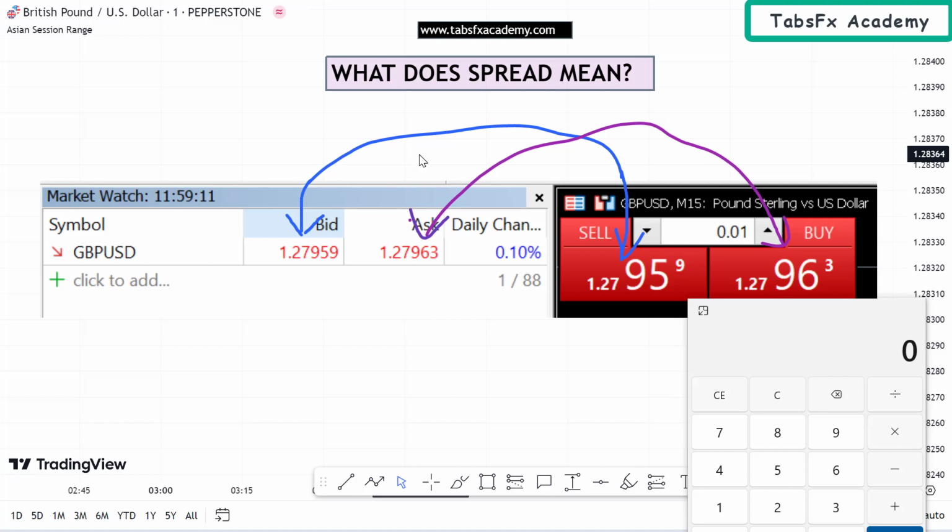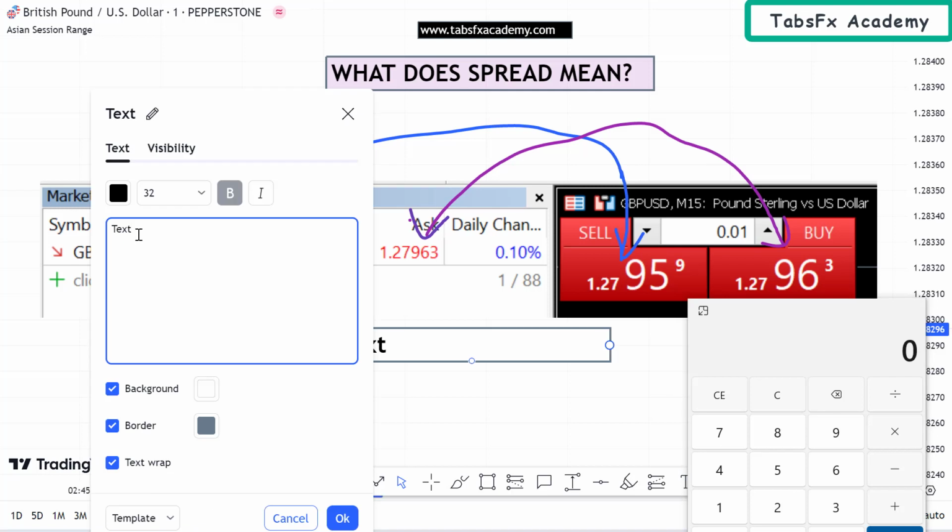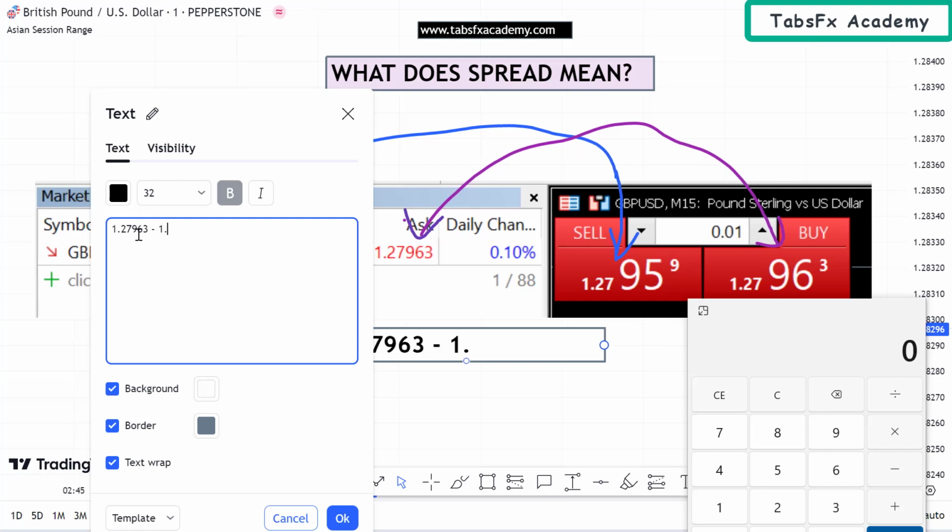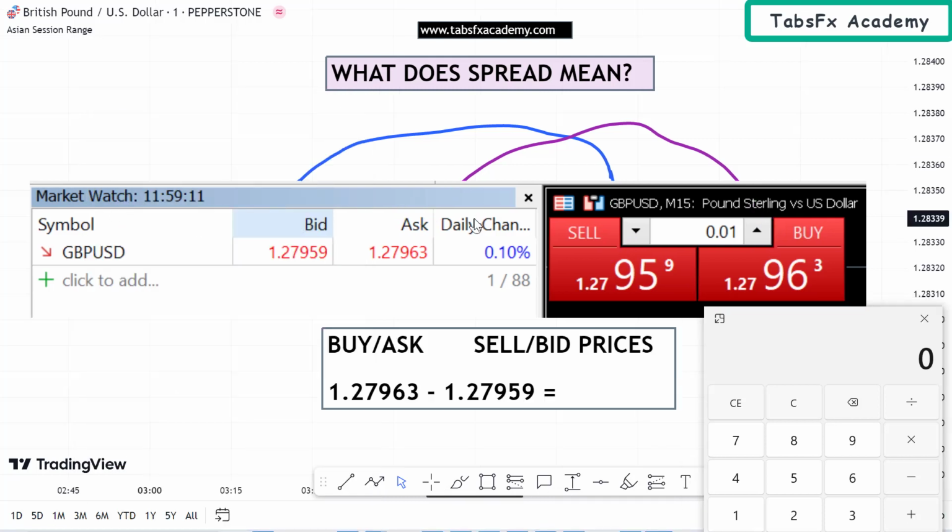So in this case, how do we get the spread? Let me just type something here. So I have, which one is higher? The buying price is higher. Okay. So I have 1.27963 minus 1.27959. So what is the difference in terms of pips?